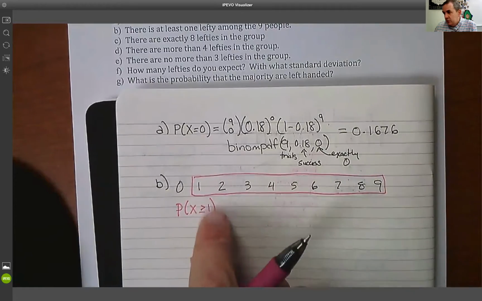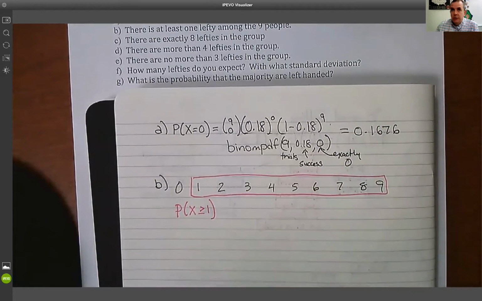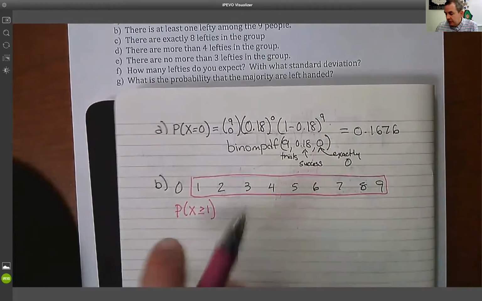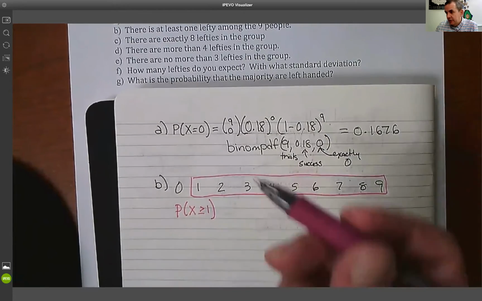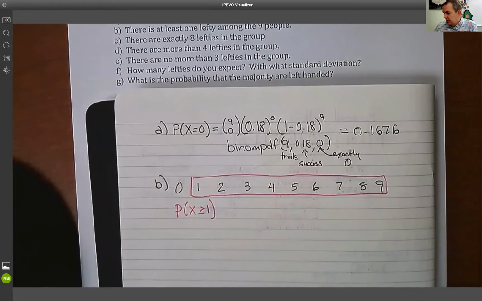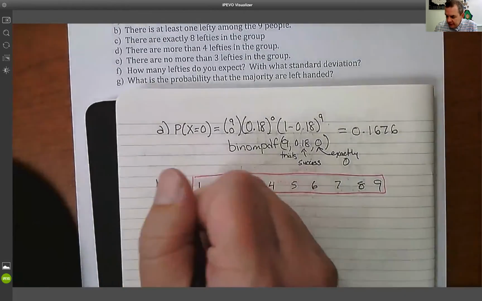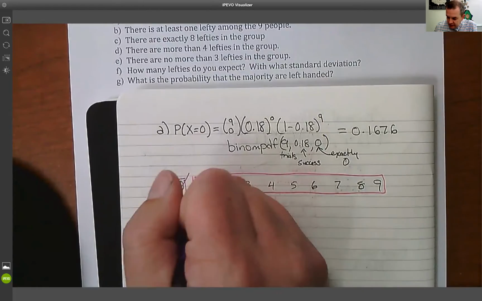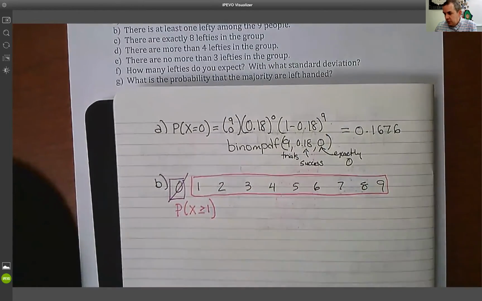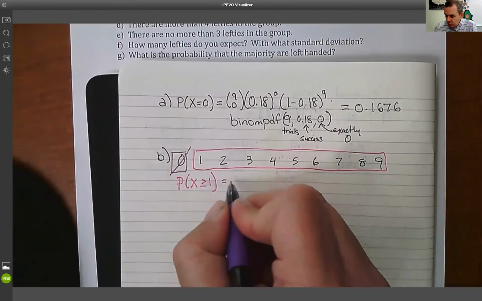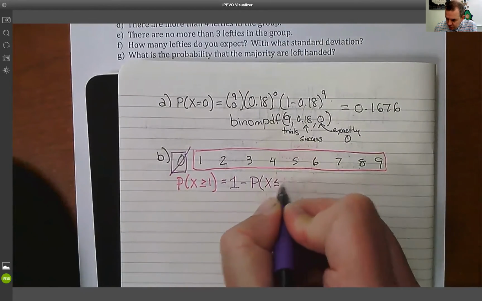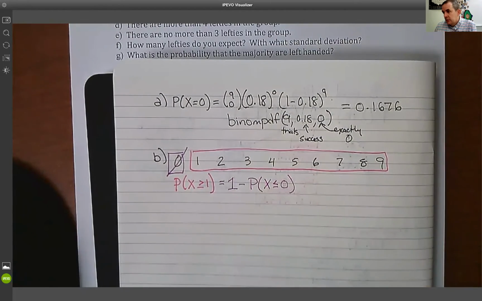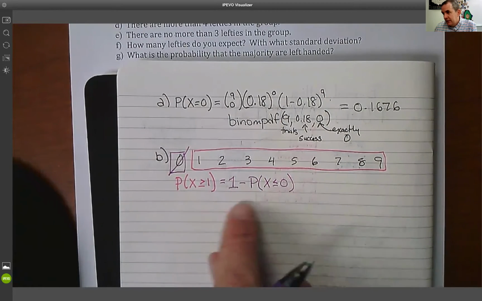Now, the calculator can't tell me this direction to the right. It can't tell me greater. The calculator can only tell me less. So I want to take this 0 and remove it. The way you do that is 1 minus the probability that x is less than or equal to 0. So that's how we're going to do that.